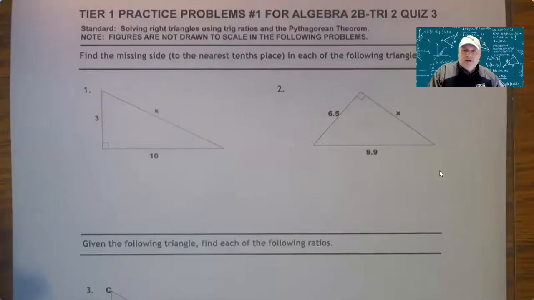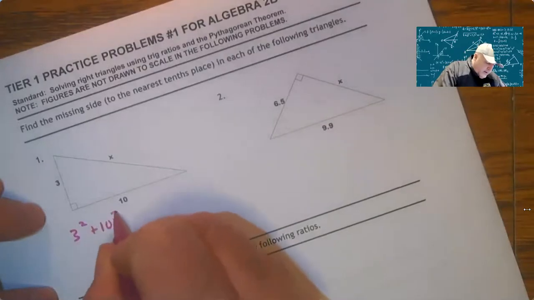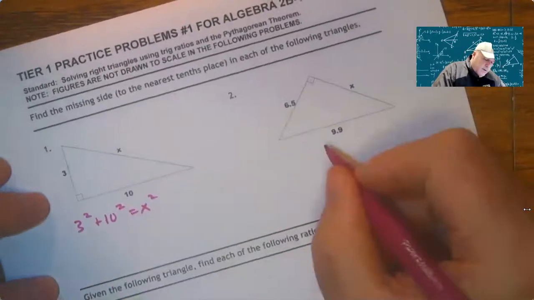This is the first practice quiz for quiz 3 in Algebra 2. So the first part of this is the basic parts of solving right triangles. You're going to use the Pythagorean theorem on 1 and 2. And remember, trace the right angle. That's what you're doing. Trace it out.